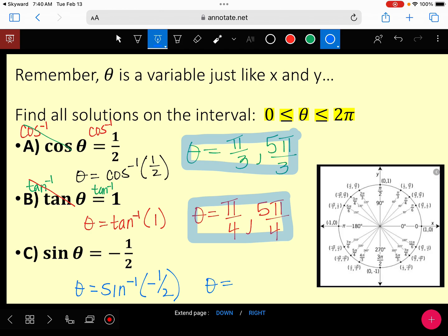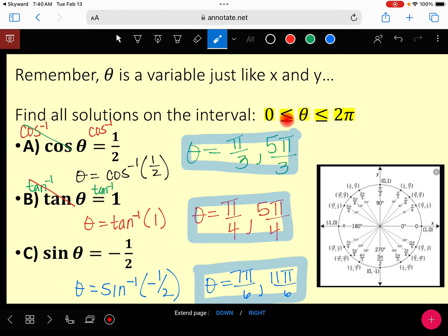All right, -1/2. So sine is negative in quadrants 3 and 4. So what is your angle in quadrant 3 that has a sine of -1/2? 7π/6. And in quadrant 4? 11π/6. Okay. Any questions?